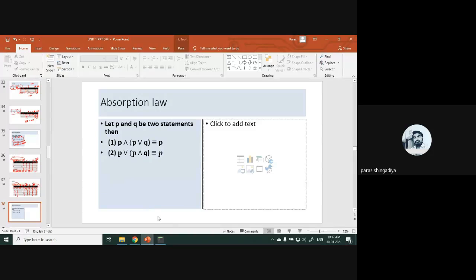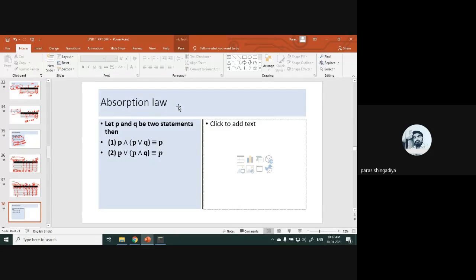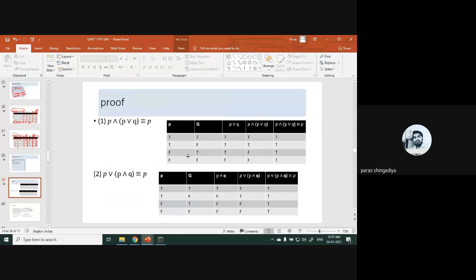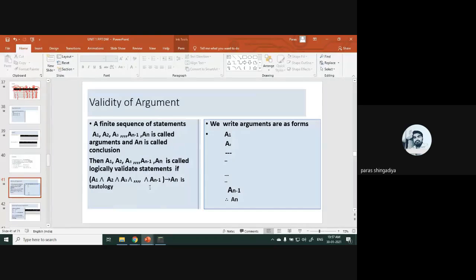Now, do you have any query? And the third one, that is the absorption law, we'll discuss in the next lecture. Okay, that is the formulation of this one, and we'll prove it by using the truth table in the next lecture. And then we'll do some exercises, and then after that we'll check the next topic.